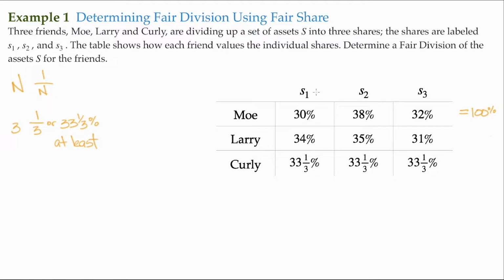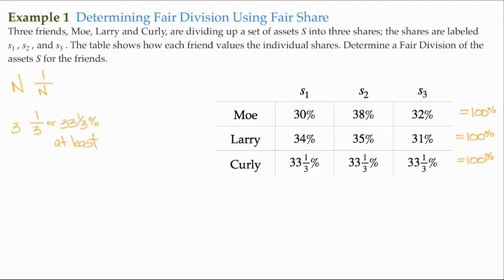Larry values the shares differently than Mo. 34% for the first share, 35% for the second share, and of course 31% for the third share. Again, if we were to add up all these shares, that's 100% of the shares, or the entire set of assets. And Curly here, he just happens to value each share equally. Nonetheless, go ahead and add them all up, and that should also be 100%. That's one way of being able to check that your values are distributed according to how each individual sees them.